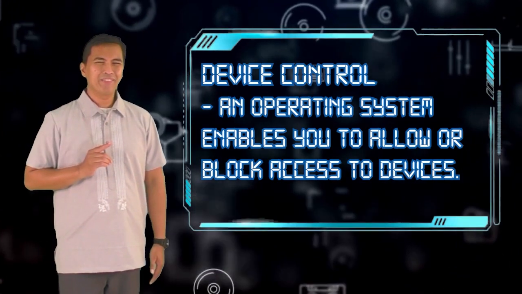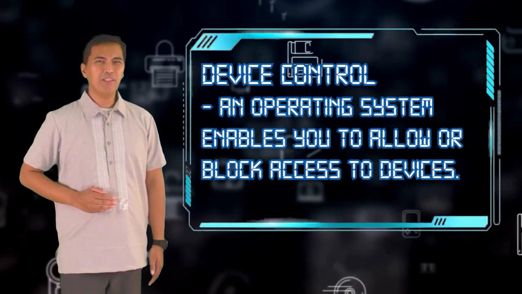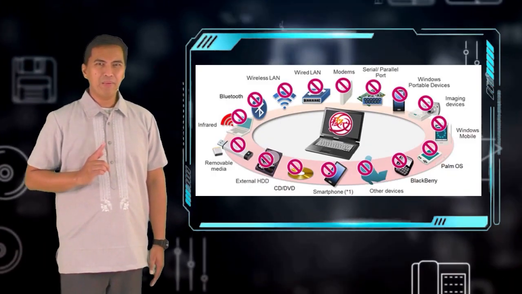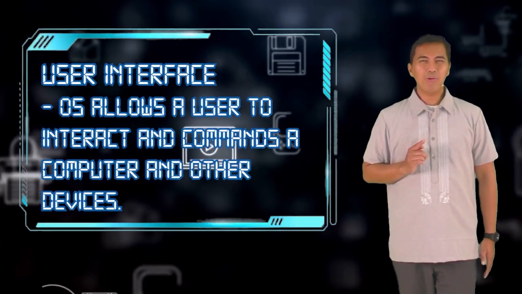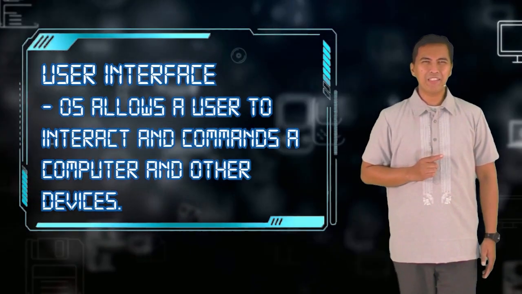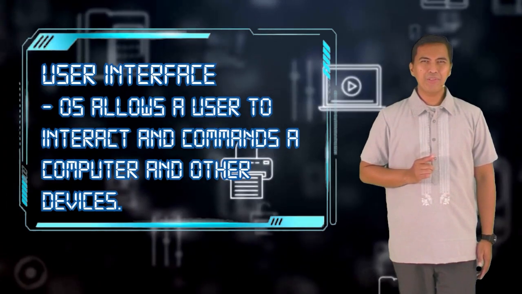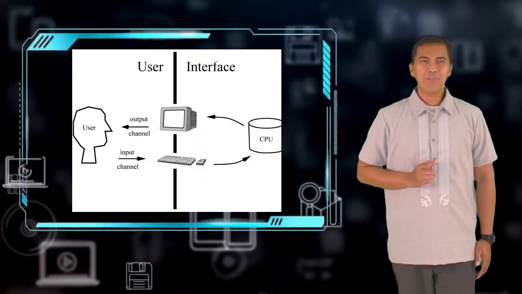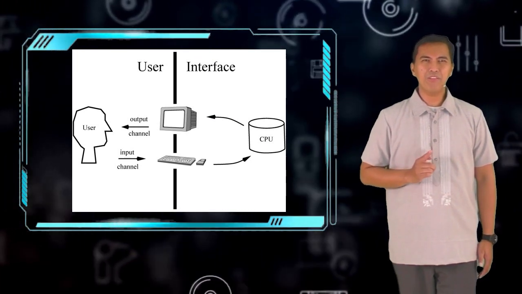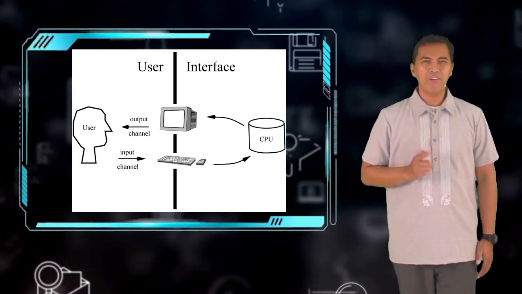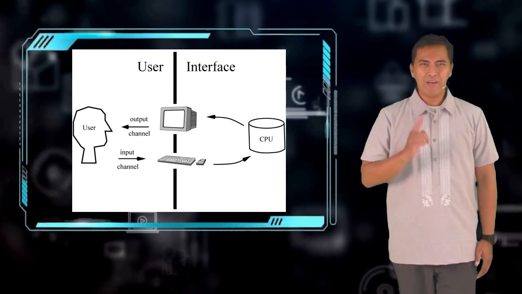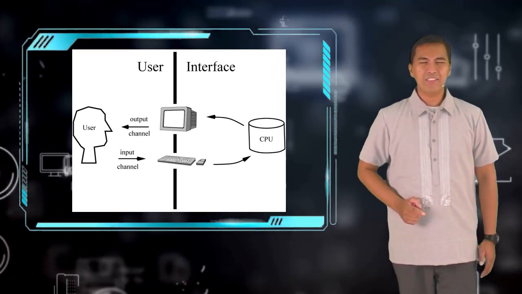Device control. An operating system enables you to allow or block access to devices. An OS has the capability to disable or enable a device based on the user. Another OS function is user interface. OS allows the user to interact with and command a computer and other devices. The user interface is the means through which a person controls a software application or hardware device. An example of this is GUI or Graphical User Interface.